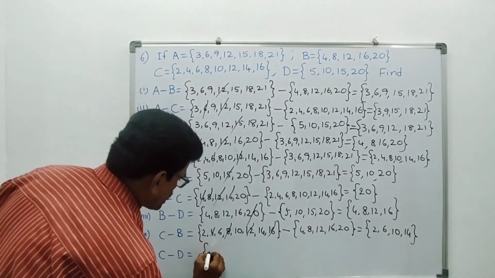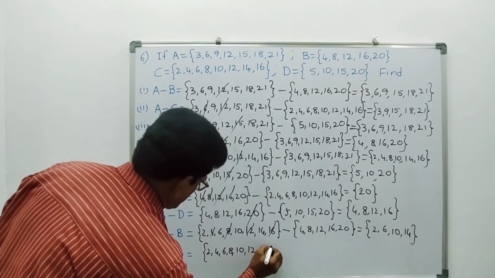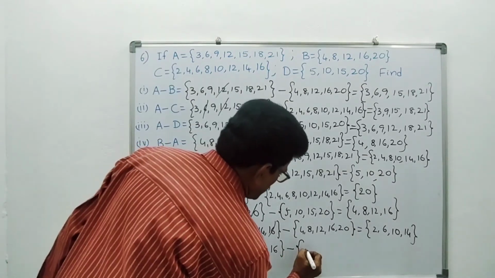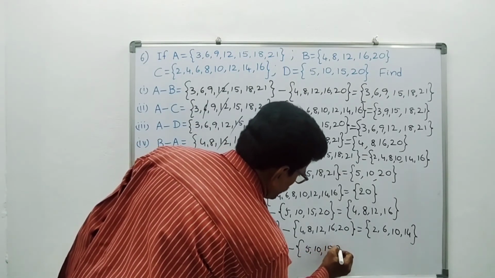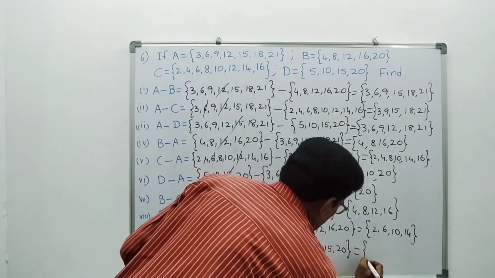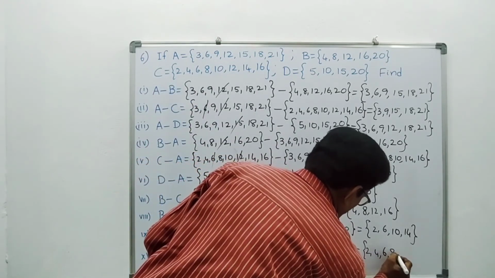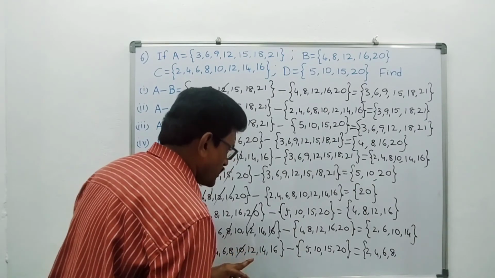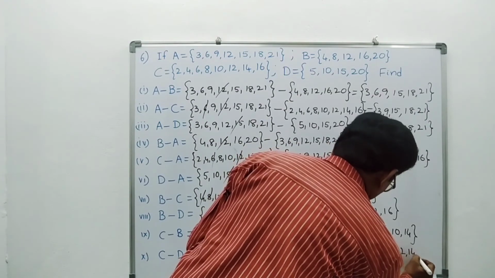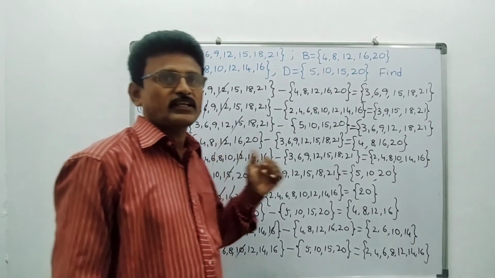Now finally C minus D. What are the elements of C? 2 table. 2, 4, 6, 8, 10, 12, 14, 16. Minus. Now what is D? 5 table. 5, 10, 15, 20. Okay. Now see here. 2, it is not there. Write down 2. Next 4 is not there. 6 is not there. 8 is not there. Okay. 10, it is there. Cut down that. Now 12, 14, 16, they are not appearing there. So 12, 14, 16. This is the result. Okay. In this way, we can solve difference of sets.